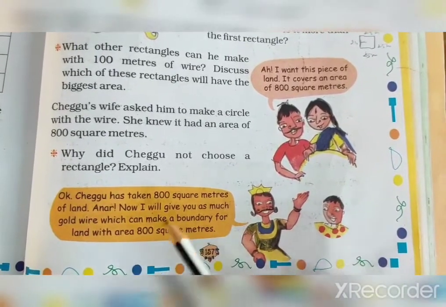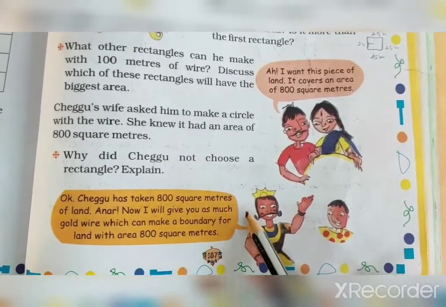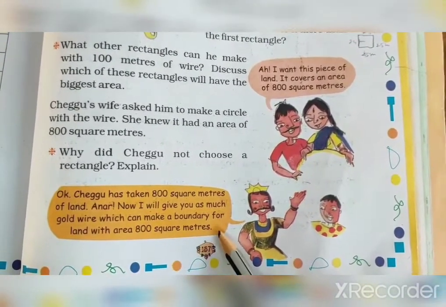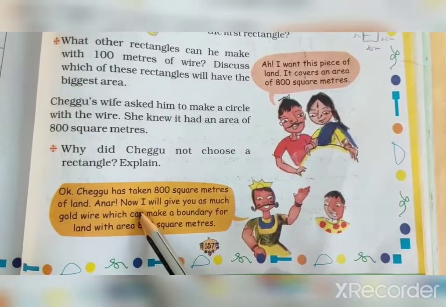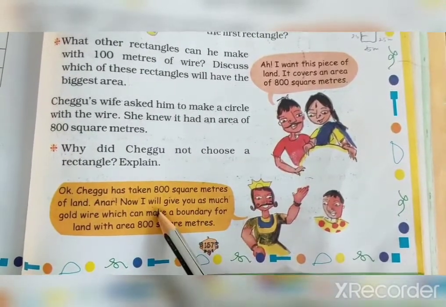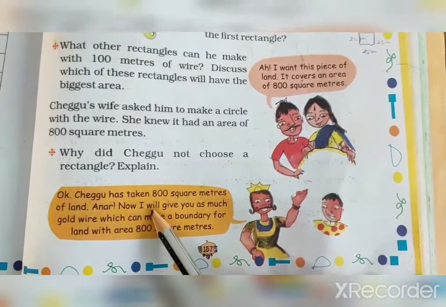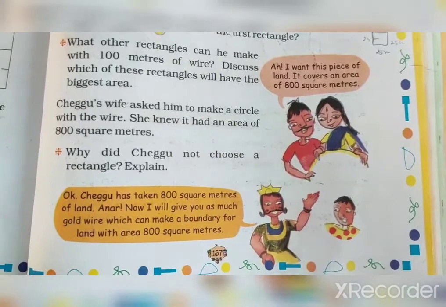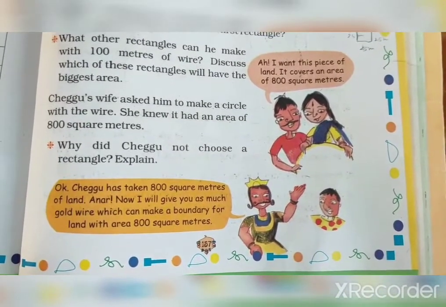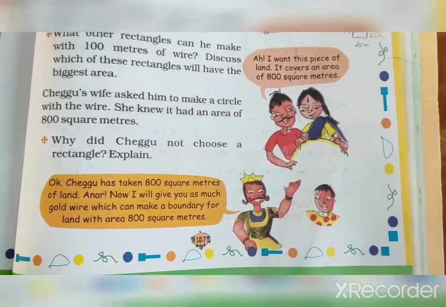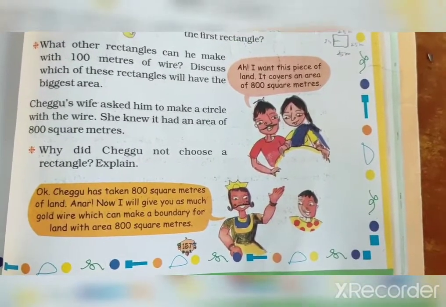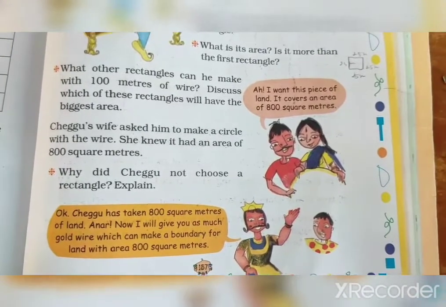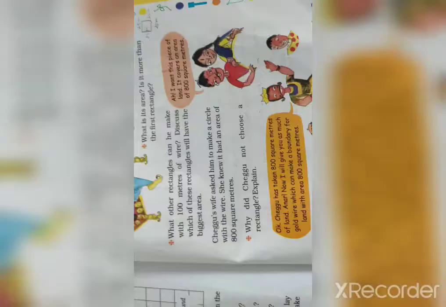Okay, Chengu has taken 800 square meter of land. Anar, now I will give you as much gold wire which can make a boundary for land with area 800 square meter. Now for Anar, what is the king telling? I will give you as much gold wire which can make a boundary for land with area of 100 square meter. That means this much of gold the king will give to Anar.